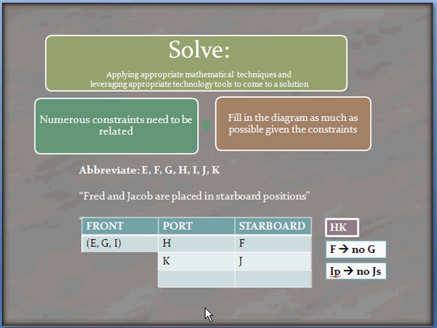Now we look back at our constraints over to the right to see if we can fill anything else in, and indeed we can. We know that Harold and Kevin have to be together. They can't be in the front, and since there's only one position left in the starboard position, we know that Harold and Kevin have to be on the port side.